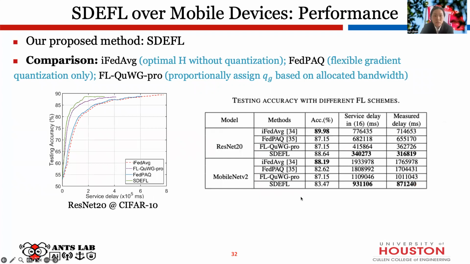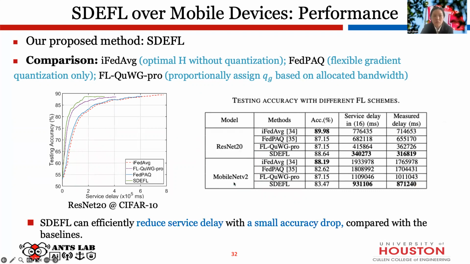And then we did more experiments on different learning models, and we find out that our proposed method can still efficiently reduce the service delay with a very small accuracy drop compared with all the baselines.